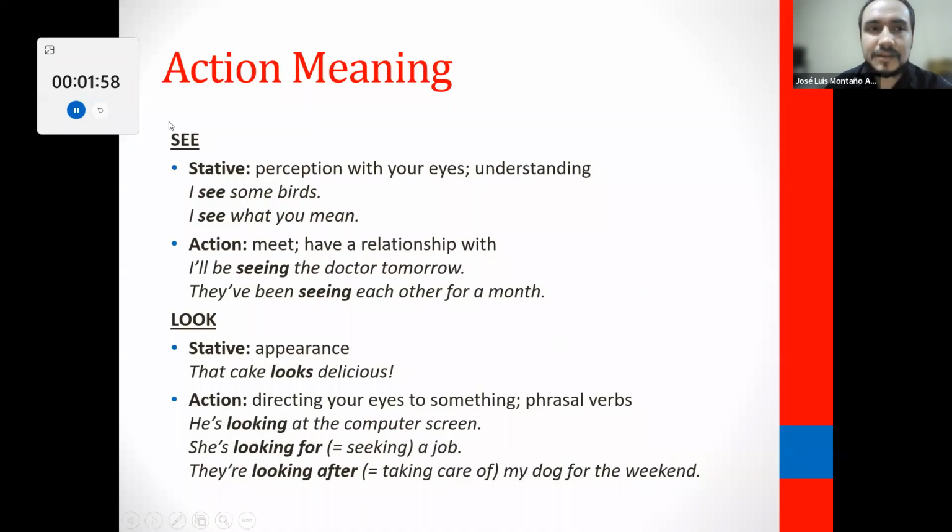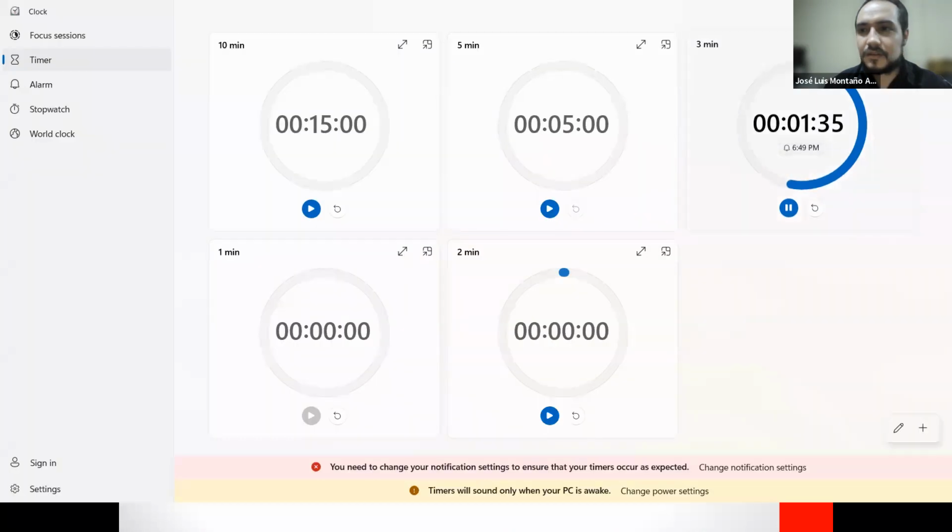All right. Remember, 4 sentences, okay? 4 sentences only with C. Perception, understanding, stative, and meeting or encountering someone, and to be in a relationship. All right, I'm going to stop the timer and we are going to put this again.